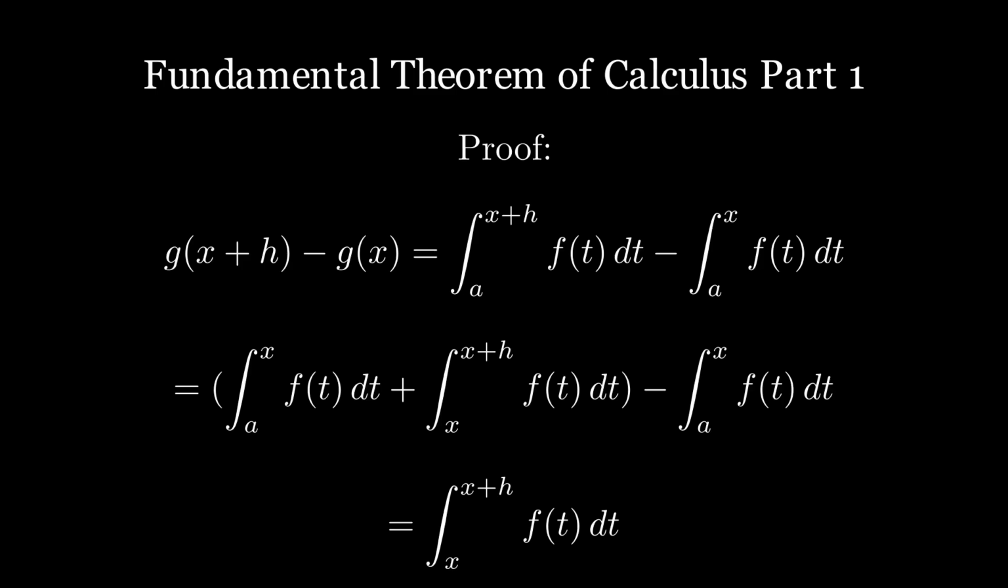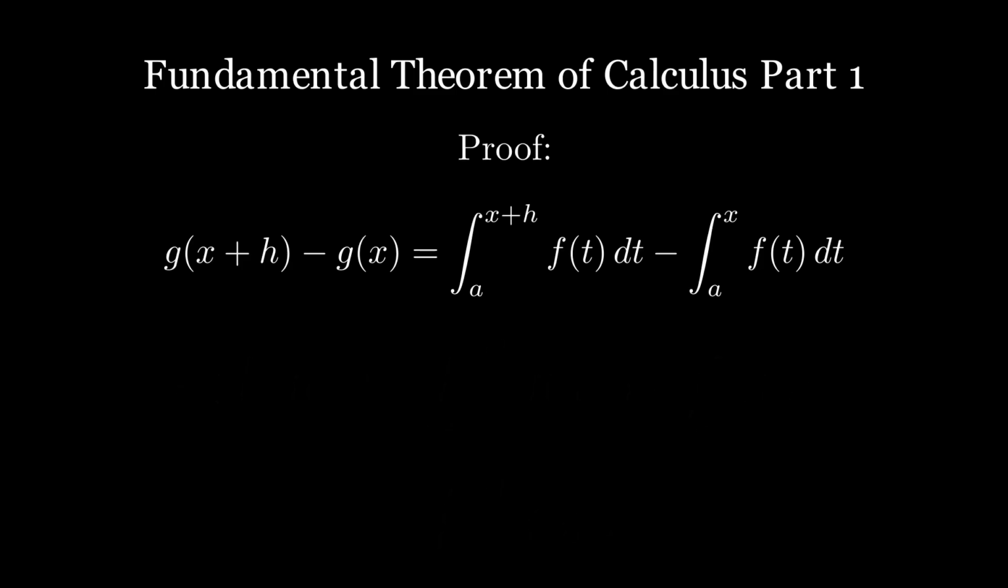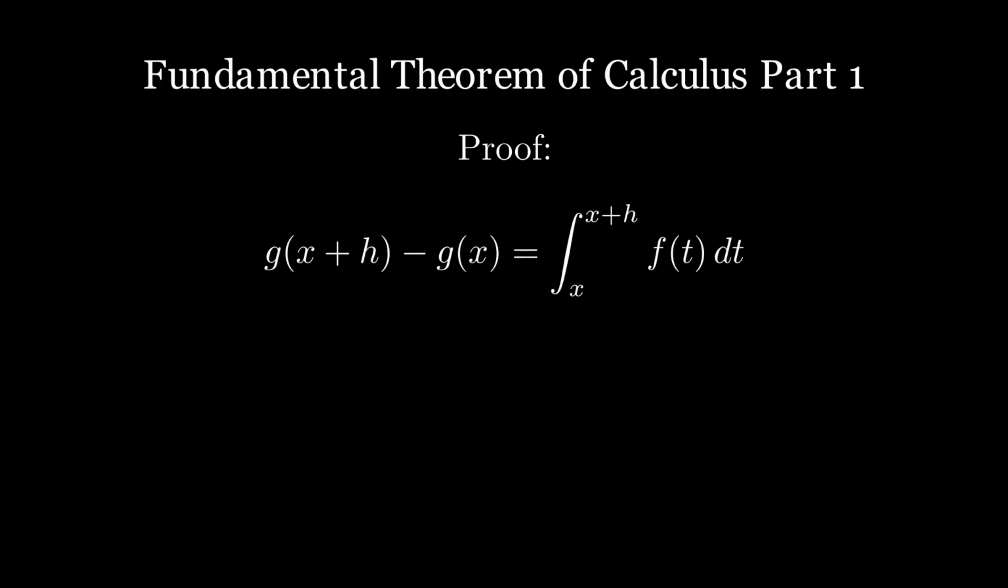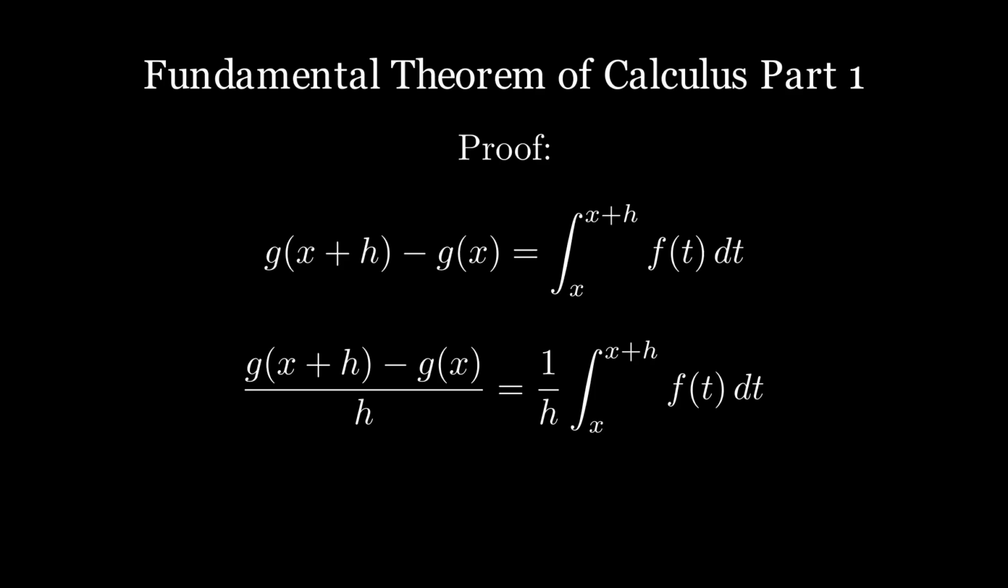Since g of x plus h minus g of x is equal to the integral from x to x plus h of f of t, we can divide h on both sides to get the following equation. The left side of the equation is in the form for average rate of change, and since the function g of x represents the area under the curve of f of x, the average rate of change of g of x from x to x plus h represents the average value of f of x over the closed interval x to x plus h.